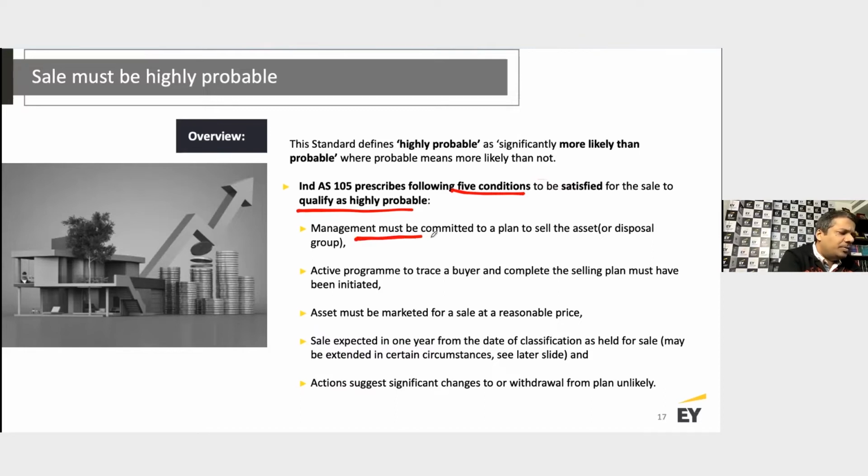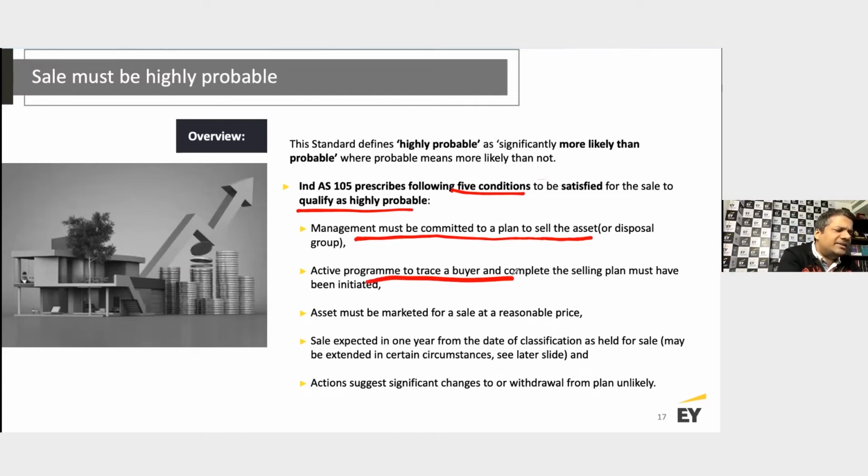Management must be committed to a plan to sell the asset. So I, as the management, must be committed. I own this property and I intend to sell this. So I've committed to a plan with the requisite authority. I am the decision maker. Let's say in this case, maybe a board of directors have taken a decision that now we want to sell, and it has to be a formal decision they have taken. Management must be committed to a plan to sell the asset or a disposal group.